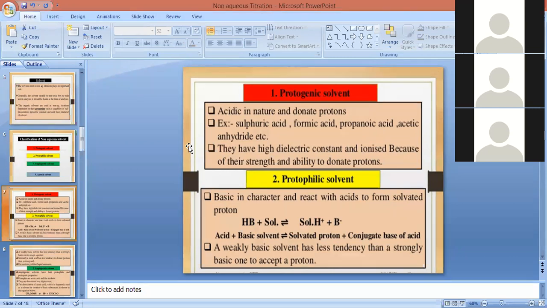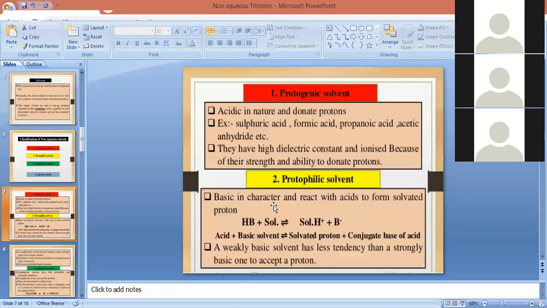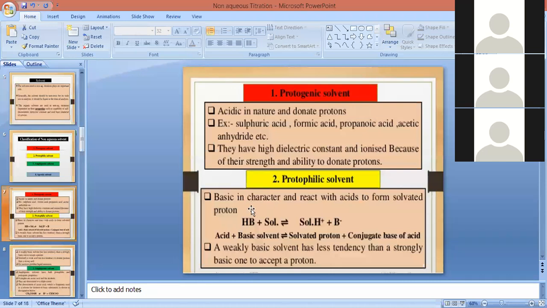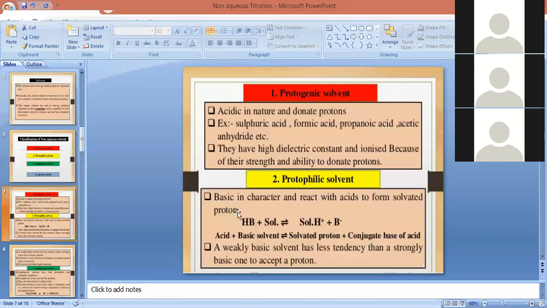The second type of non-aqueous solvent is the protophilic solvent. Protophilic, here philic means loving. They will attract the proton towards itself. That is, they will accept the proton. Therefore, they are basic in nature. So protophilic solvents are basic in character and they react with acid to form solvated protons.